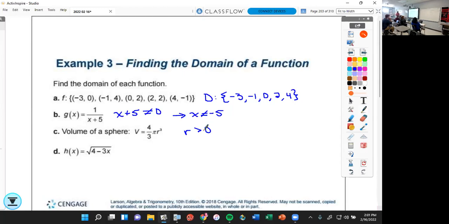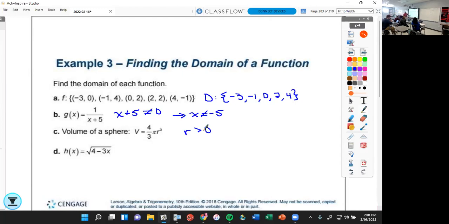So a spherical grain of sand has a radius, right? Yes. Very, very small. Give up on that. Okay, part D. What do we have going on in part D? A radical. Taking the square root of something. That something has to be not negative. I don't want to say positive because of 0, right?